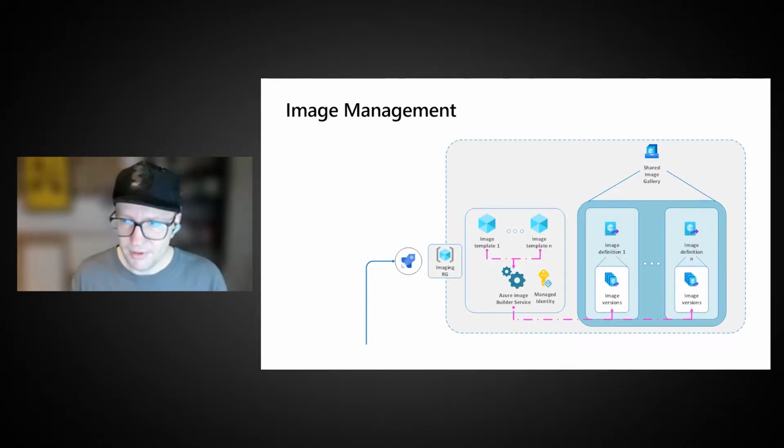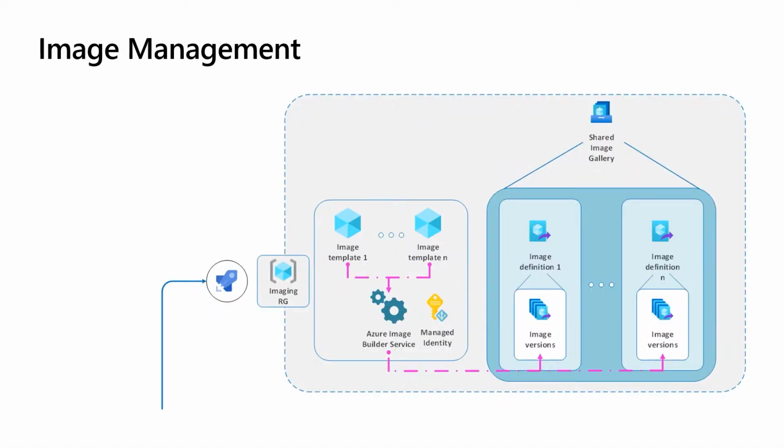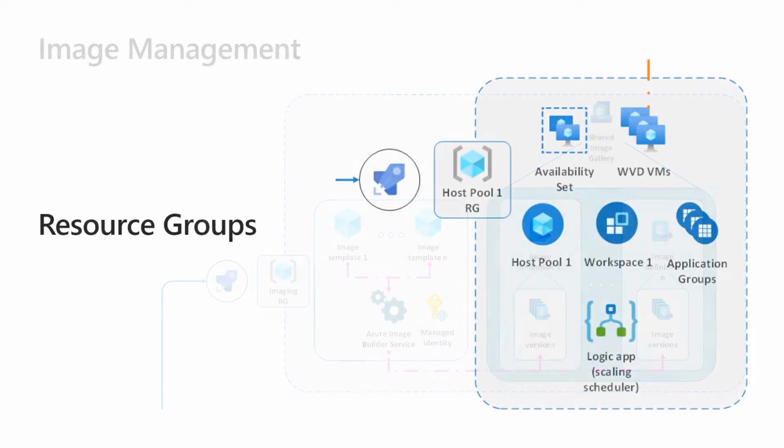You don't have to have both of these together, right? You can pick and choose. You can do a manual build and then use the shared image gallery to replicate. It's important to gradually take these things on board as you're scaling out.